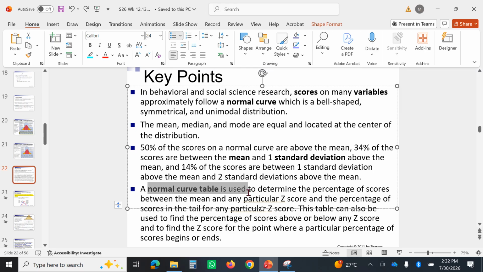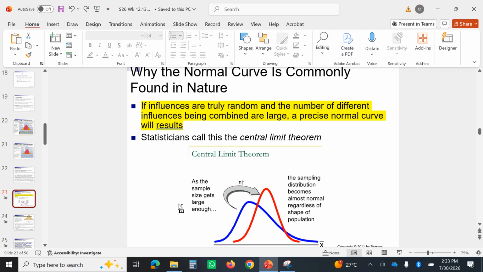So a normal curve table is used to determine the percentage of scores between the mean and any particular z-score, and the percentages of scores in the tail for any particular z-score. We're going to get into that. I don't want to make it sound more difficult than it is, because it's really not. But if you're just reading these words here, statistics can get wordy. I'd rather show you than tell you.